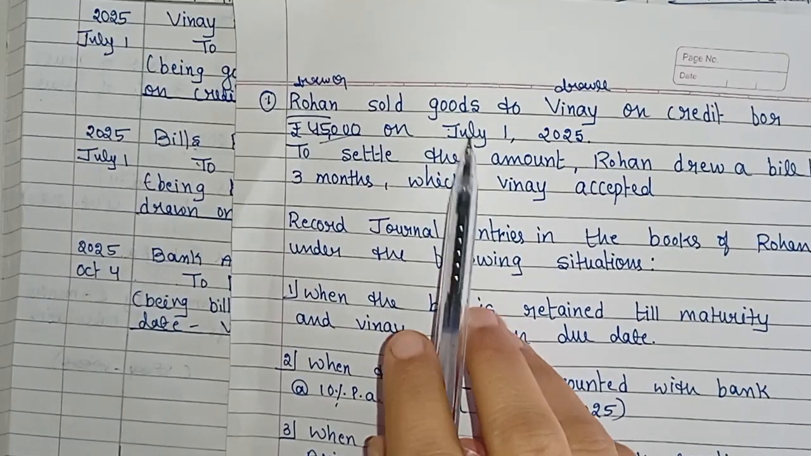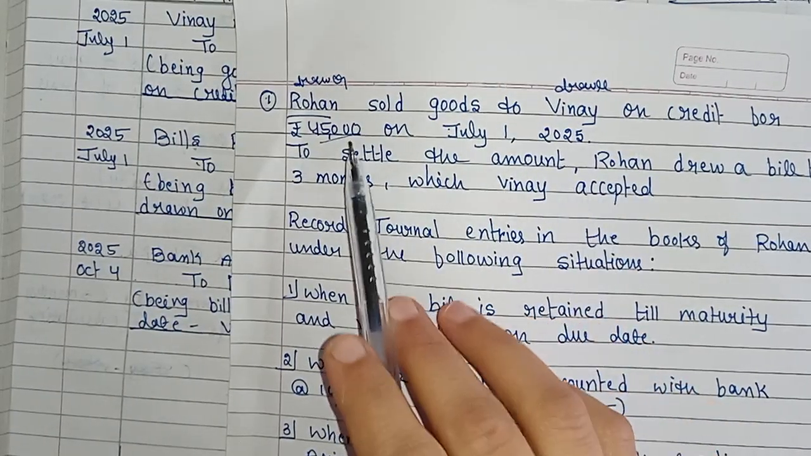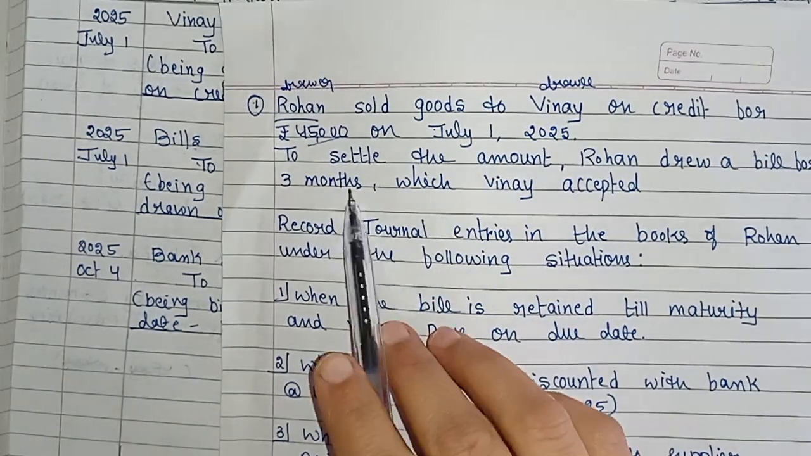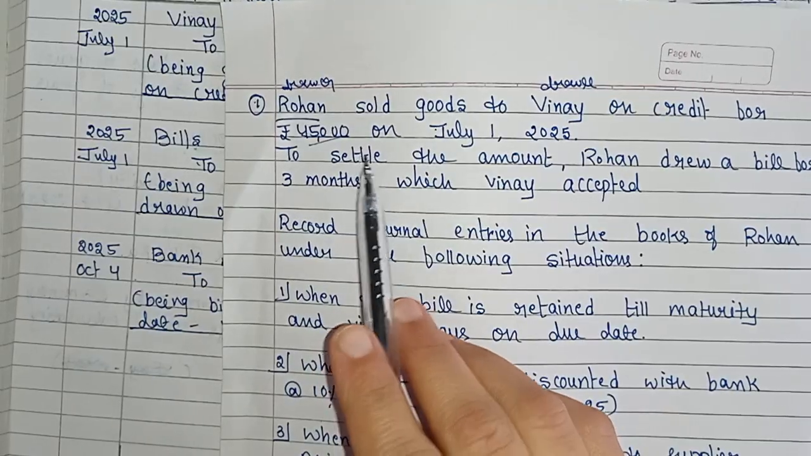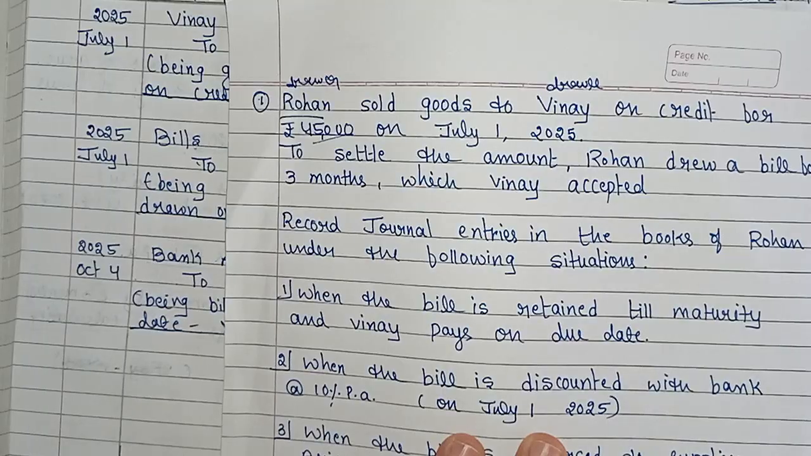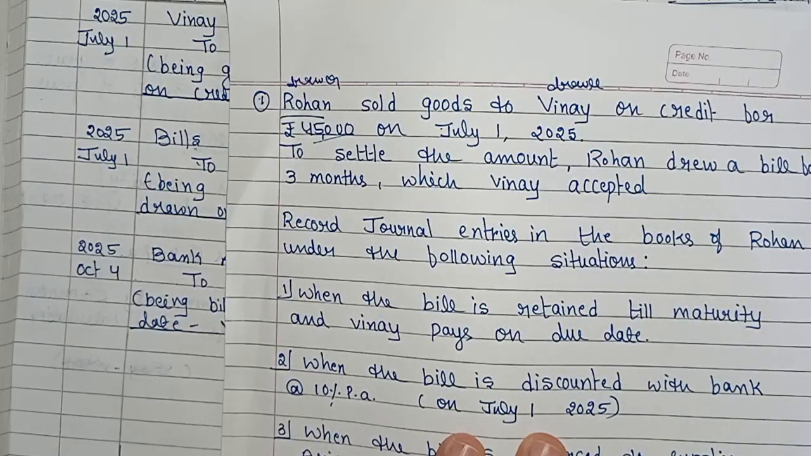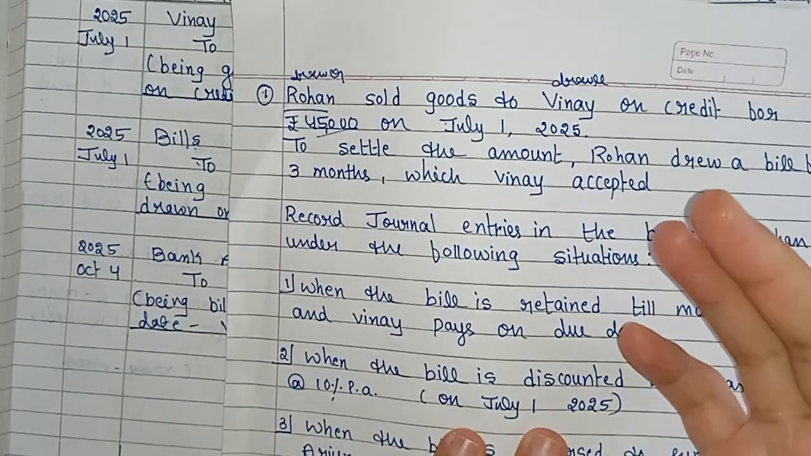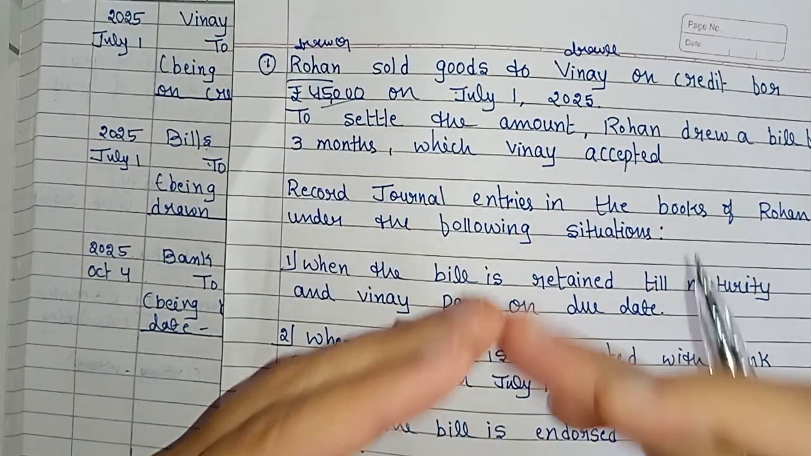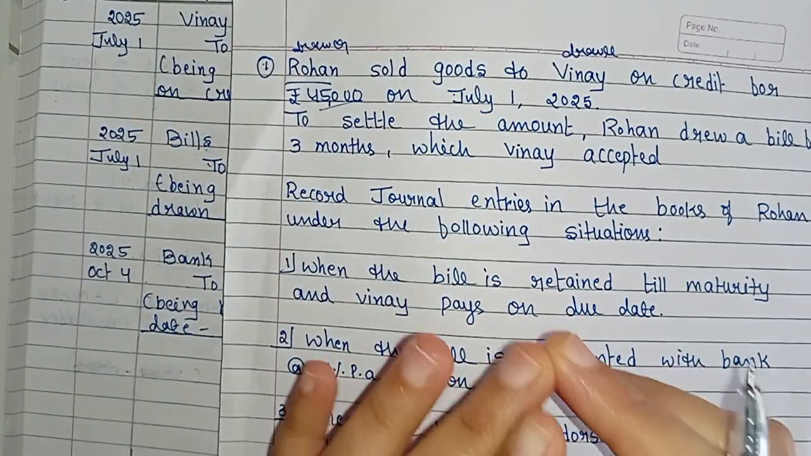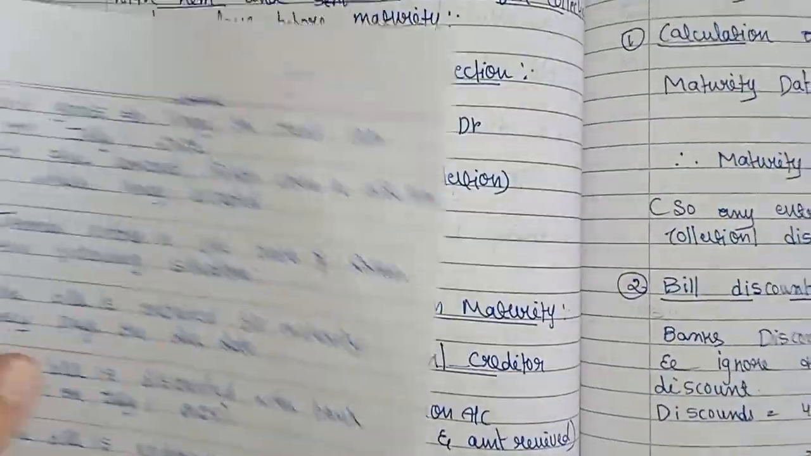So in our case, on July 1st, 2025, Rohan sold the goods to Vinay, and the settlement period is 3 months. But Rohan needs the amount on July 1st only. So he discounted the bill with the bank. Clear? So Rohan receives money early with discount, and after that, the bank will collect the full amount from Vinay on the due date. Clear? Now let's solve how to calculate this discounted amount.